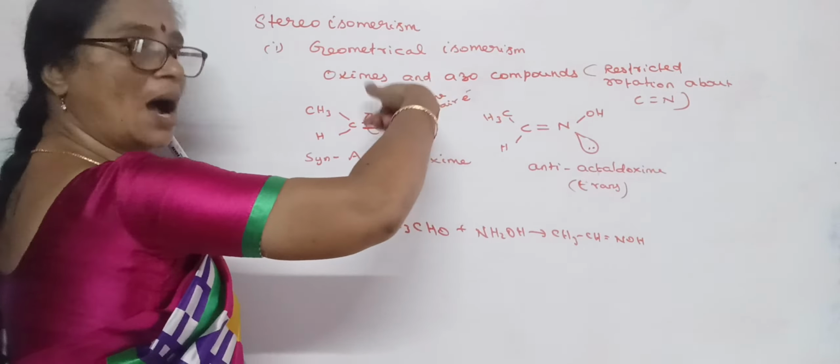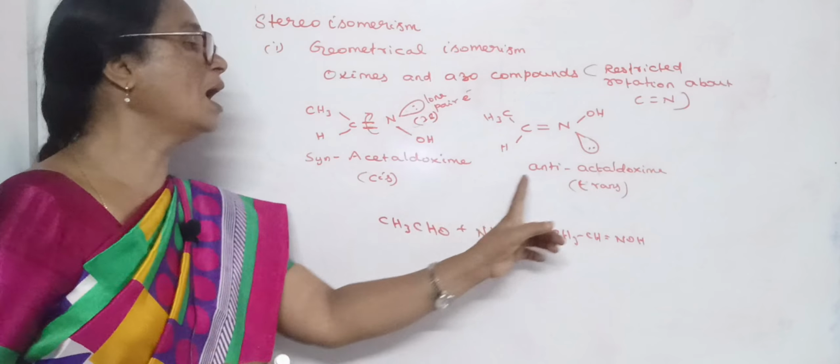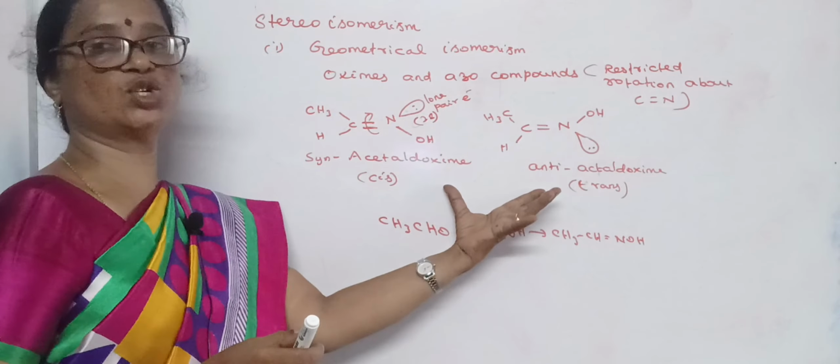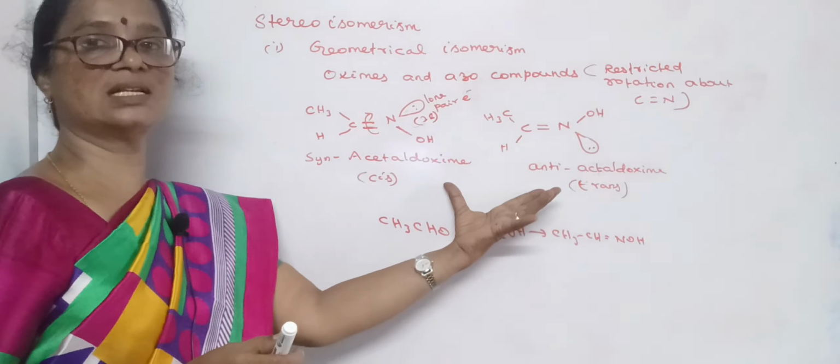This gives rise to 2 different structures, which we call the syn form and the anti form. The syn form is nothing but the cis isomer and the anti form is nothing but the trans isomer. So this form of isomerism arises due to restricted rotation about the carbon-nitrogen double bond.